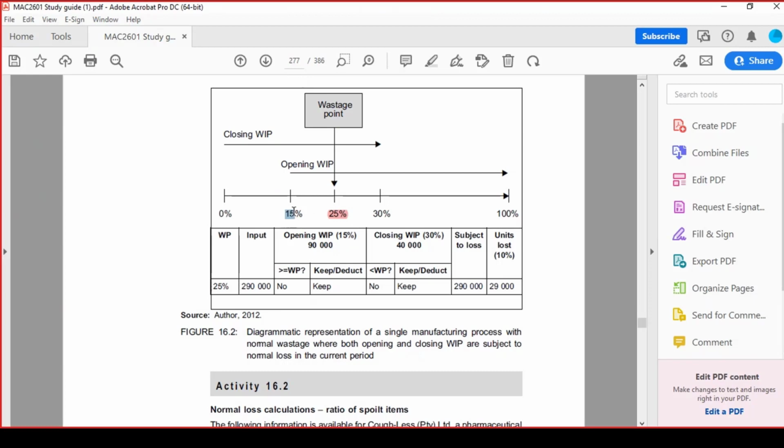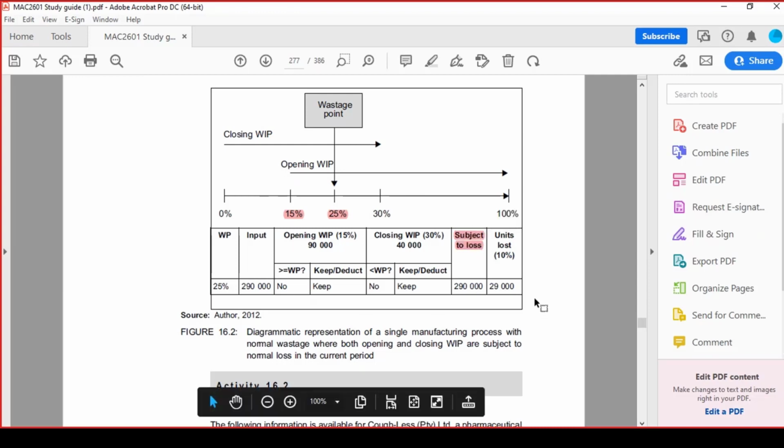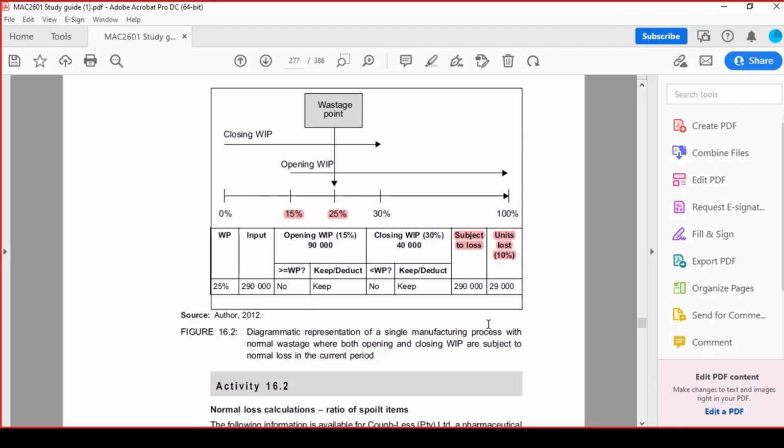This is a different example, just a disclaimer. So you ask yourself, is my percentage, the 15%, greater than the 25%? No. So as a result, you don't deduct, you keep. And if your closing WIP is still 80%, we say, is it less than the 25%? No, we keep. So there are instances where your total units that you started with will be subject to this loss. Sometimes you deduct both, sometimes you keep one and deduct the other, and sometimes you keep both. So as a result, all your units that you started with are subject to loss. So don't cram and say no. What you need to understand is this principle.